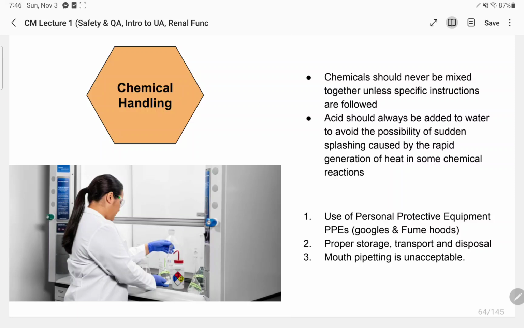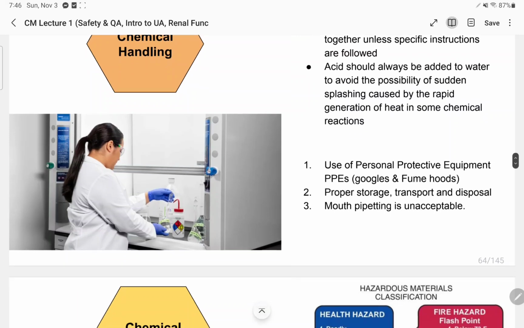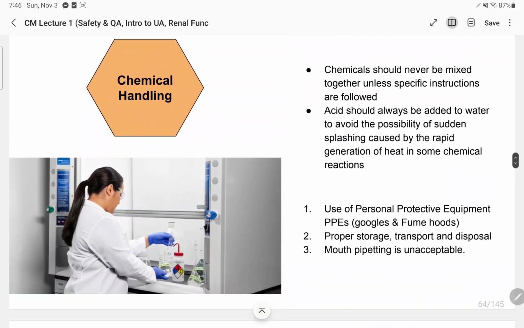Kaya if you add water to acid, there could be possibility of sudden splashing, or there could be a rapid generation of heat and some chemical reactions. Okay? It is important to use proper PPE and also the use of fume hoods para ang hinungaw sa mga chemicals dili moagi sa atong ilong. There should be proper storage, transport, and disposal of these chemicals. And please take note, mouth pipetting is unacceptable. So karon wala naman kay makita nga mag-mouth pipette.